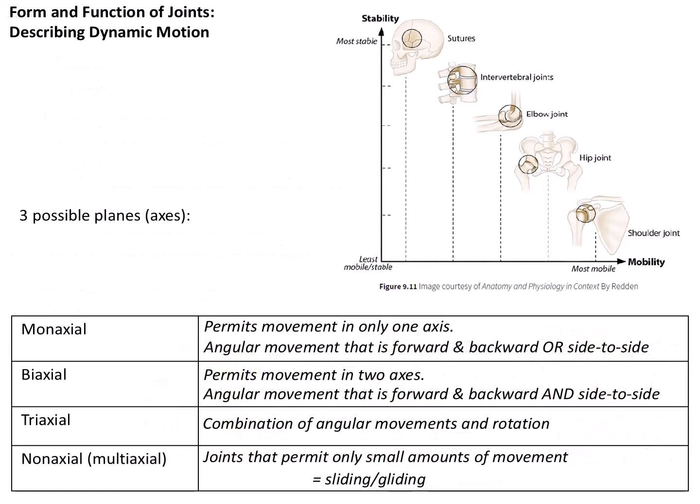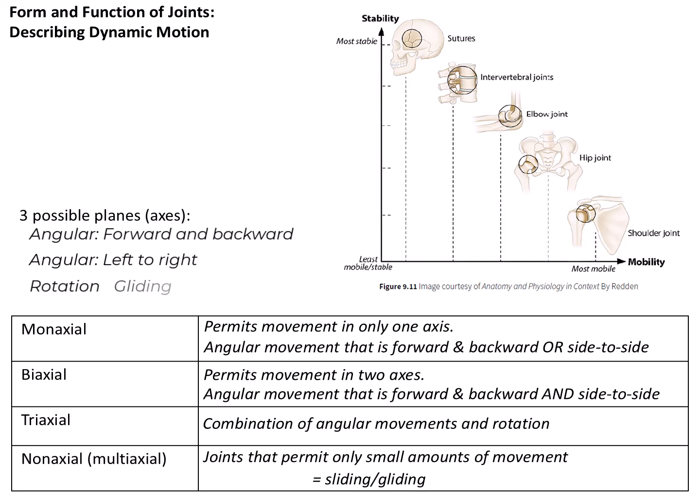Now we will look at how these different types of synovial joints function by looking at the movements that are possible within the joint. There are different planes or axes that can occur at various synovial joints. There can be angular movements that occur from forward to backward or left to right. There can be rotation. There can be gliding type of movements.